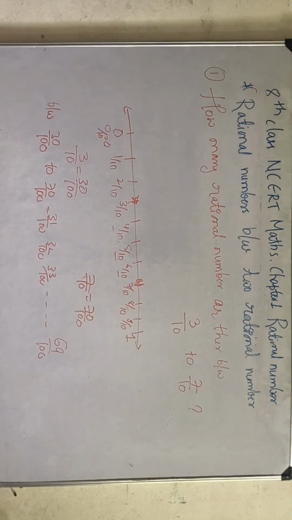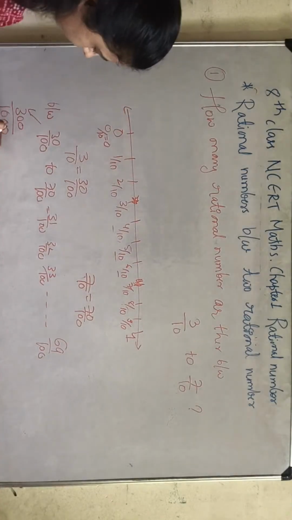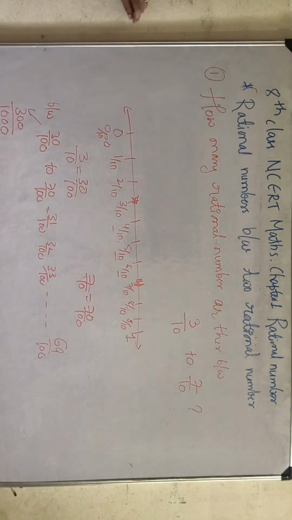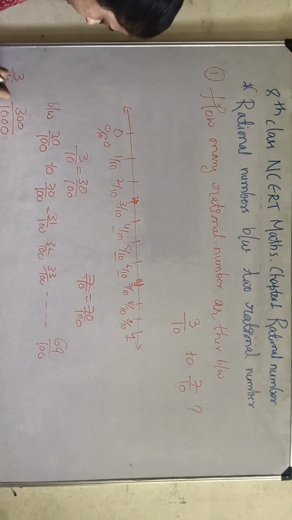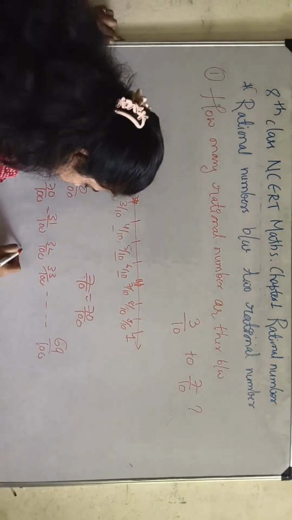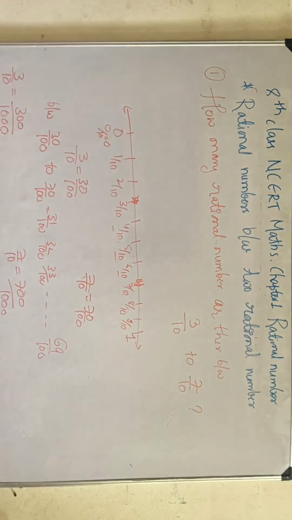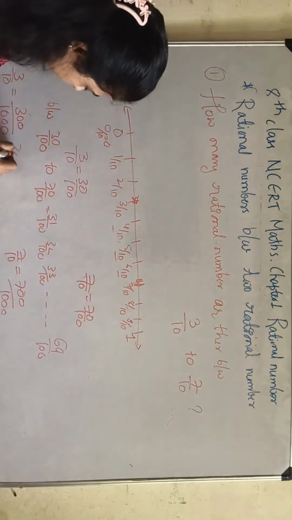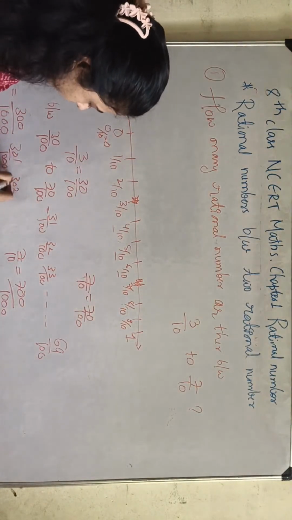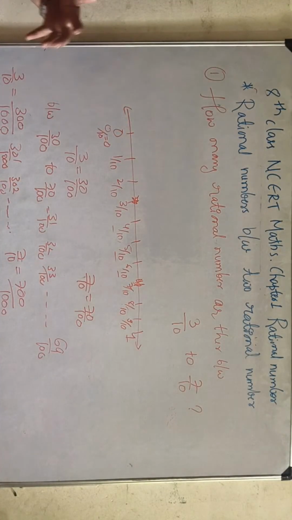Or again, this one I can write as 300 upon 1000. Again it is the same. The 3 by 10 I can write in this form, 300 by 1000, and 7 by 10 I can write as 700 by 1000. Again now you have to think: 301 by 1000, 302 by 1000, you can go up like that. It means there are infinite ways to write this, right?